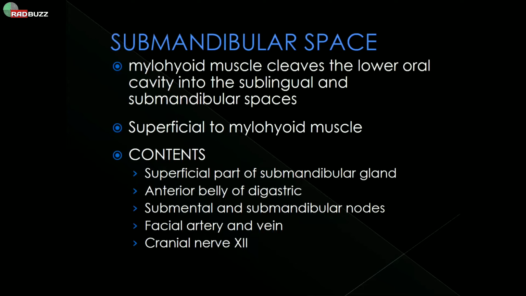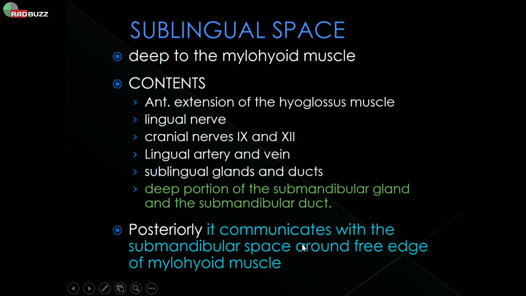Now the next space is the submandibular space. It obviously contains the submandibular gland and the mylohyoid muscle. It cleaves the lower oral cavity into sublingual and submandibular spaces, and is superficial to the mylohyoid. Its contents are the superficial part of the submandibular gland, obviously the belly of the digastric, and submandibular nodes. These are cervical level 1A and 1B nodes, facial artery, vein, and cranial nerve.